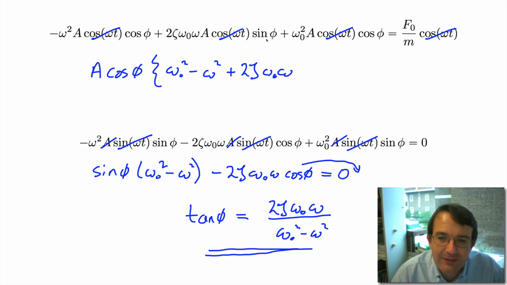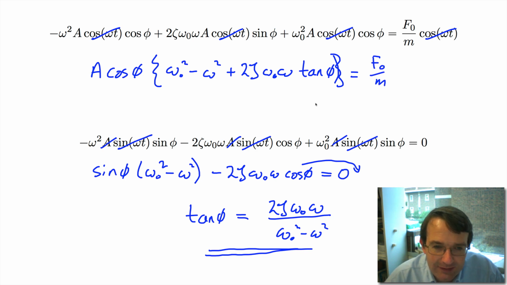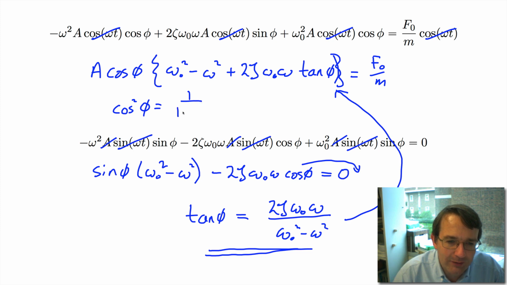And then here I've got the sine of phi, but I've taken cosine phi out of the front, so this now becomes the tangent of phi, and this is equal to f naught over m. So now all I have to do, I know the tangent of phi, so I can substitute this value in for tan phi here, and then I need to find a trig identity for the cosine of phi in terms of the tangent of phi. It turns out that the cosine squared of phi is equal to 1 over 1 plus the tangent squared of phi.